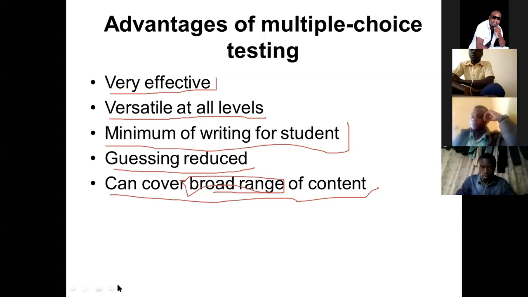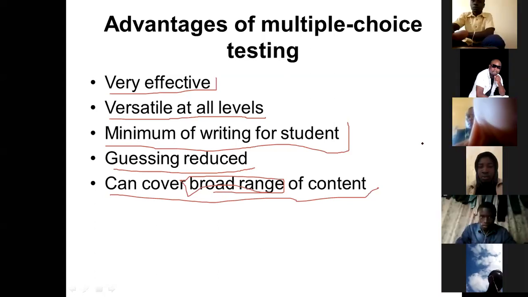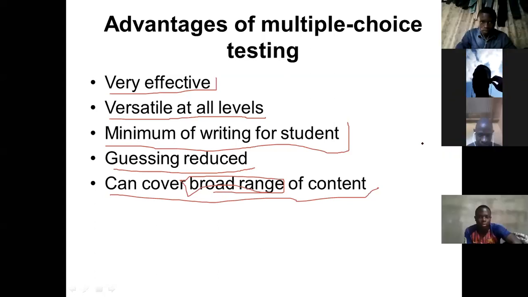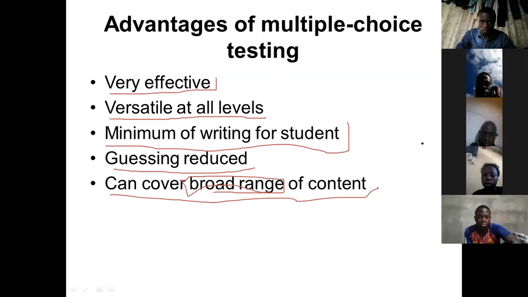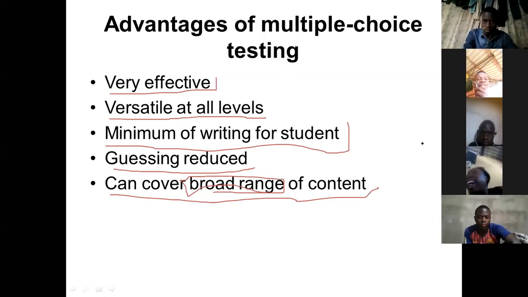Now, this type of questioning technique also has some disadvantages, okay? Is there someone who wants to say something? Peter, are you able to get me? Peter? Yeah, I can see some signals to say he's able. Hello, sir. Are you able to get me? Yes, I'm able. Okay, thank you very much.